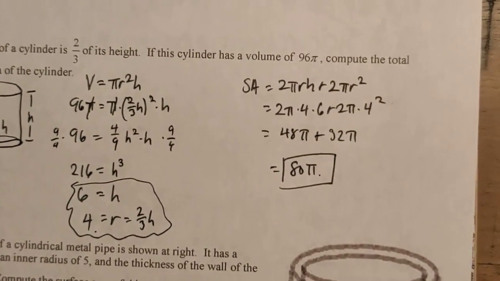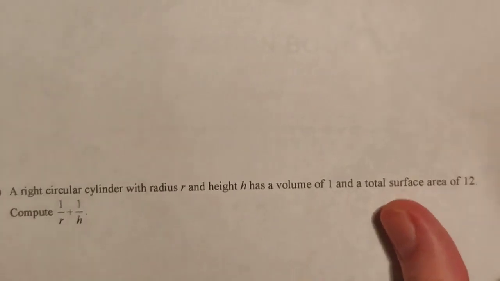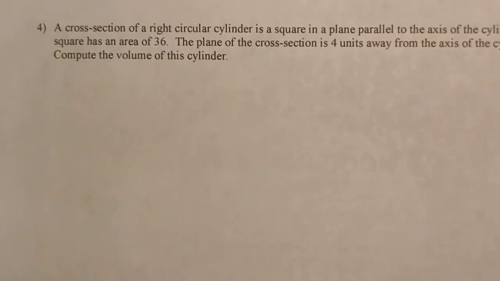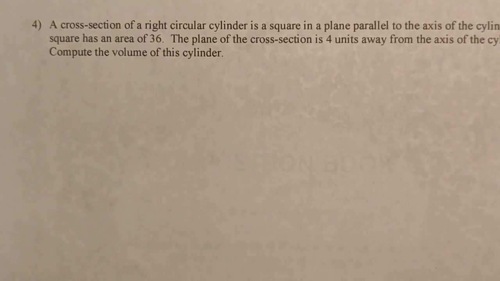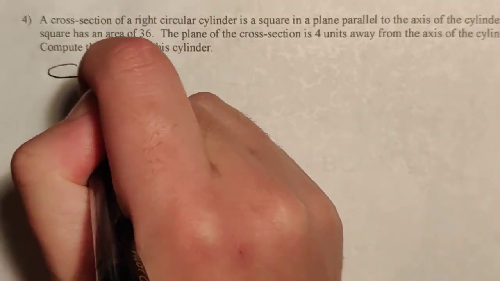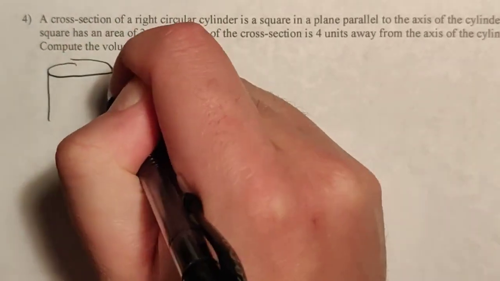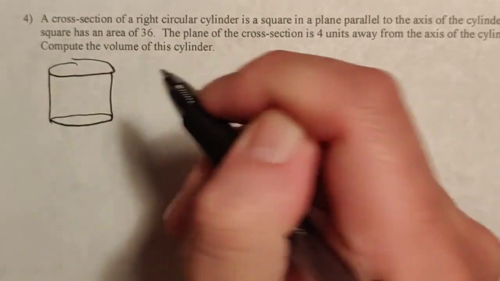Okay. Now we can move on to problem number 4 here. Okay, problem 4. You're told that the cross-section of a right circular cylinder is a square in a plane parallel to the axis of the cylinder. So basically you have something that looks like this here. Now wait a minute, that doesn't make much sense here.